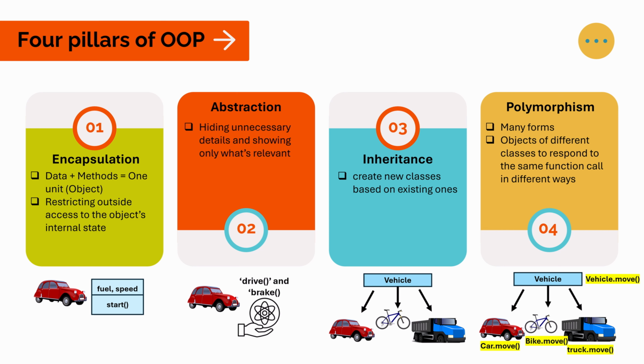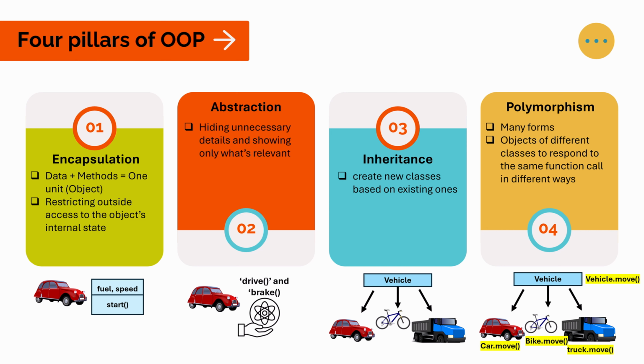Abstraction is about hiding unnecessary details and showing only what is relevant. For example, if we use a drive function or a brake function for a car, we are just using this function without going into the technical internal details. So this way of hiding unnecessary details and getting only what's relevant is the concept of abstraction.